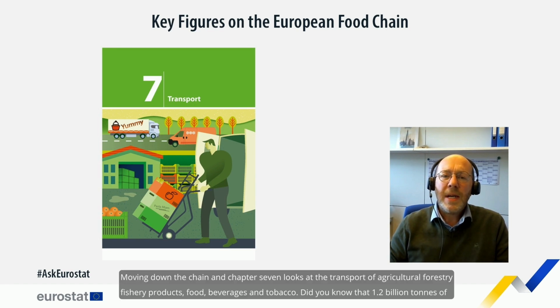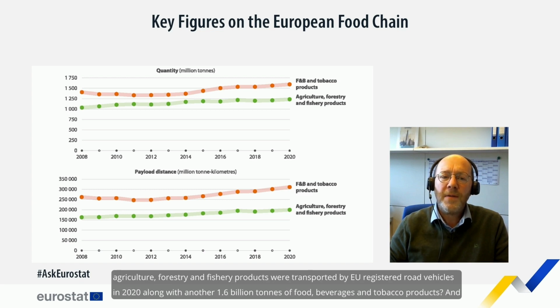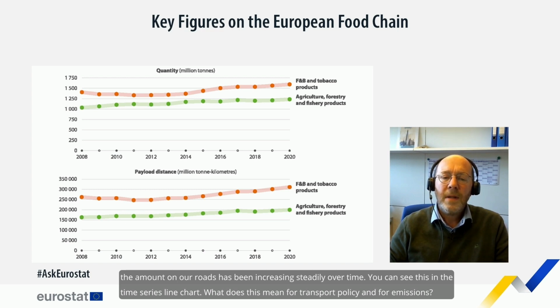Moving down the chain, Chapter 7 looks at the transport of agricultural, forestry and fishery products, food, beverages and tobacco. Did you know that 1.2 billion tonnes of agriculture, forestry and fishery products were transported by EU registered road vehicles in 2020, along with another 1.6 billion tonnes of food, beverages and tobacco products? And the amount on our roads has been increasing steadily over time. You can see this in the time series line chart. What does this mean for transport policy and for emissions?